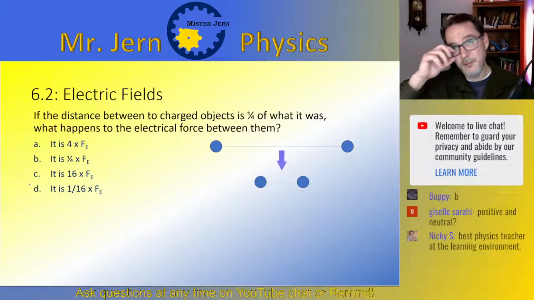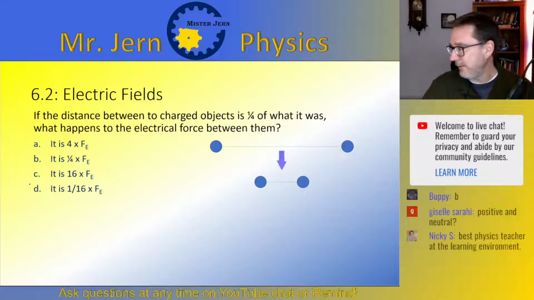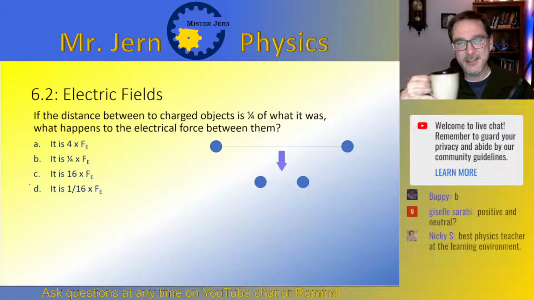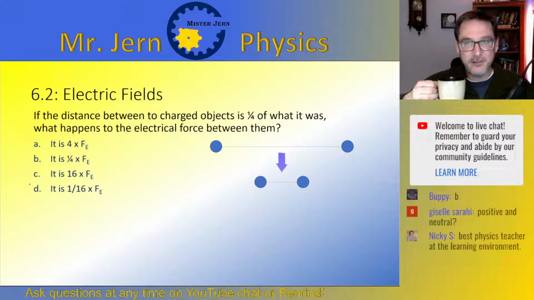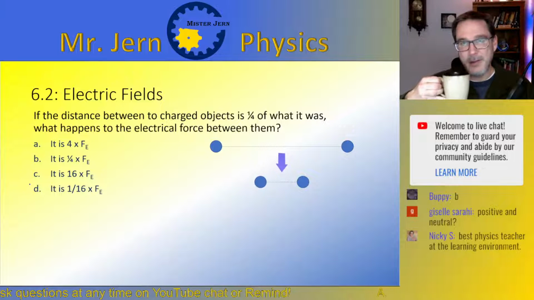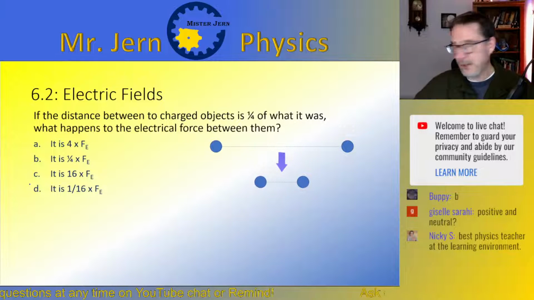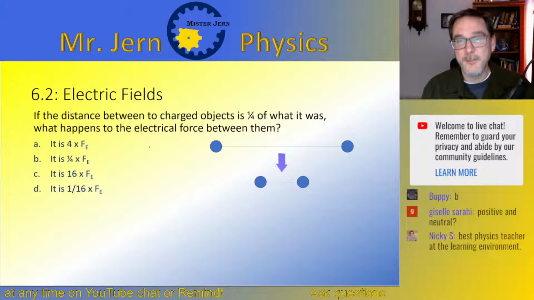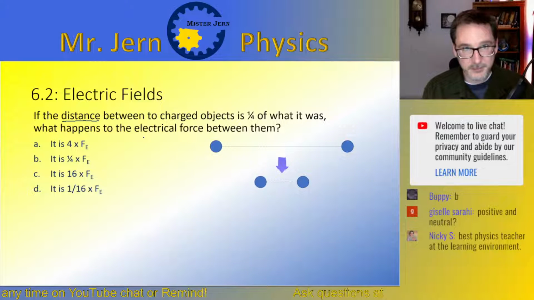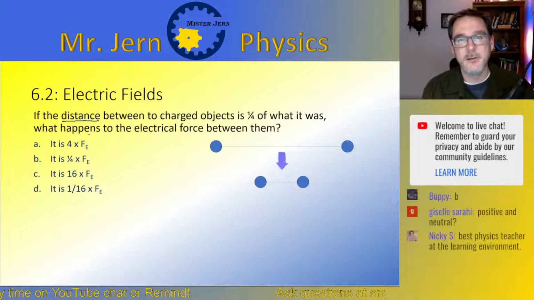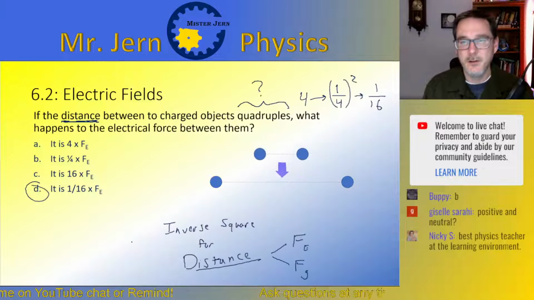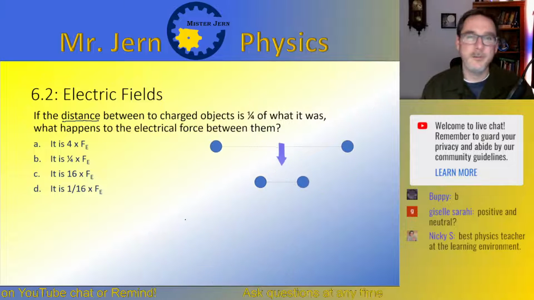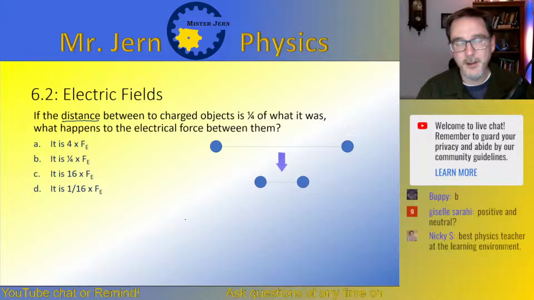Same question, but there's a difference. What am I asking here? The distance between the charged objects is now 1/4 of what it was. What happens to the electrical force between them? Similar, but now backwards. The opposite thing happened. It got smaller. It got shorter. So it is talking about distance. Whenever you see the word distance, inverse square, when it comes to these two things, electric fields and gravitational fields.